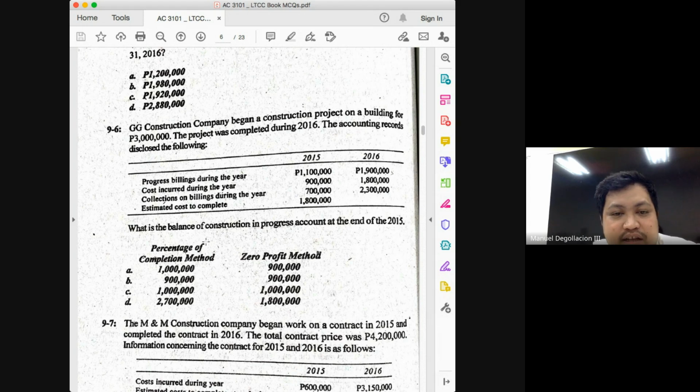Let's start with the profit, class. If the profit here under the zero profit method, it's not zero because it's completed. But assuming we're in 2016, how much is the profit in 2016 under the zero profit method? It would be 300,000. Where did we get the 300,000? The total profit from the contract. Contract price of 3 million and the total cost of 2,700,000. Okay.